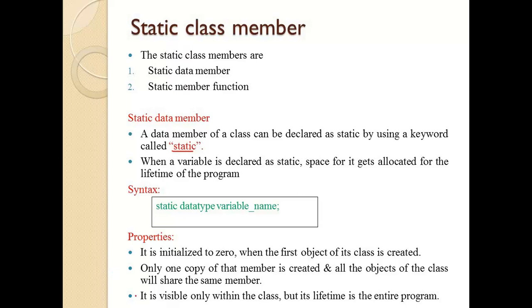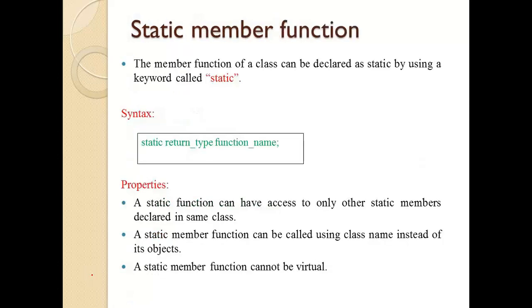It is visible only within the class, but its lifetime is the entire program. So the static data member is visible only inside the particular class, but it lives throughout the program. These are the properties of a static data member.